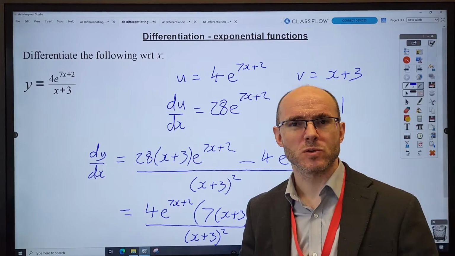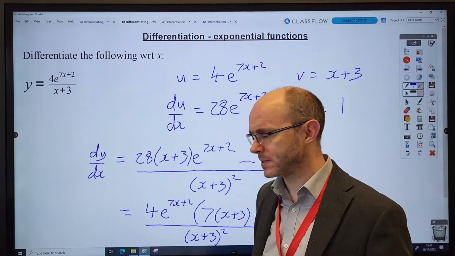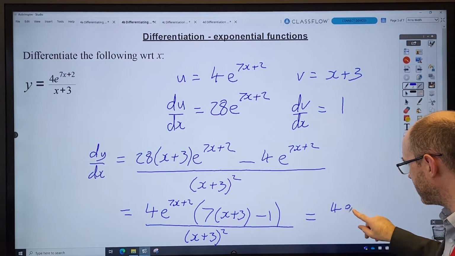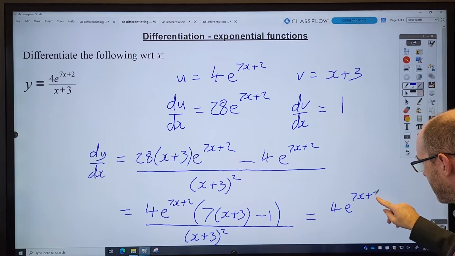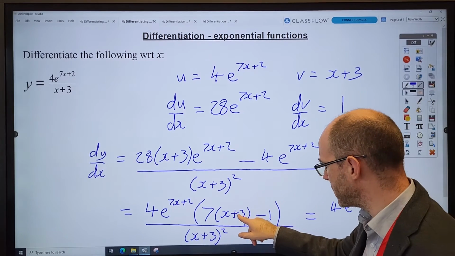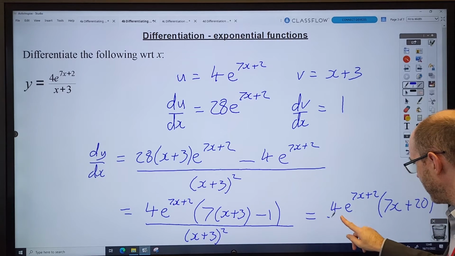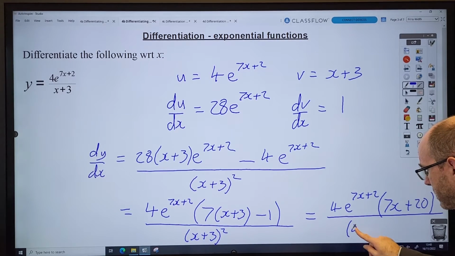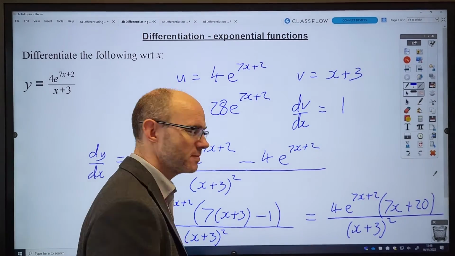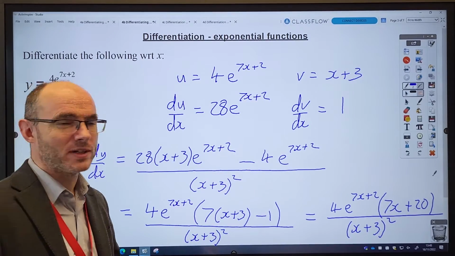This is the thing when you get to this sort of stage of differentiation, you need quite a few lines of working. I'm kind of limited by my board space, so I'd write the final answer here. So 4e^(7x+2), and then 7x + 21 minus 1, so plus 20, all over (x + 3) squared. Okay, that's it, done. Very good finger work, wasn't it? There we go. All right, great.